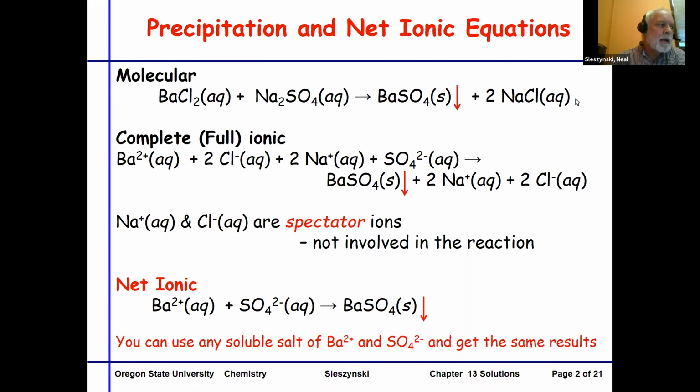What the net ionic equation tells us is that we don't have to use barium chloride or sodium sulfate as long as we walk into the stockroom in our chemical laboratory and find a soluble salt of barium, and a soluble salt of sulfate. It doesn't matter what the spectator ions are, we'll get the same results. We'll have the same overall chemical reaction.